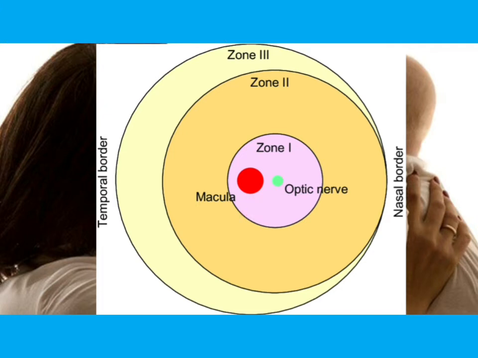Okay, so zone 1 is the most sensitive one because it is involving the macula. And in zone 2, what happened is that it goes from the border of zone 1 to near the ora serrata, so this is involving zone 2.